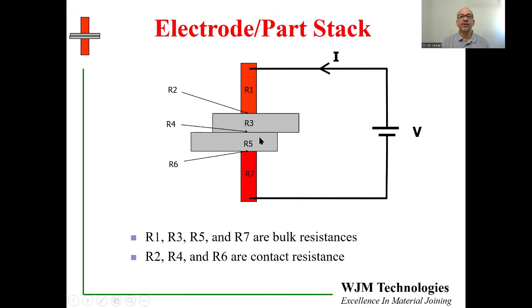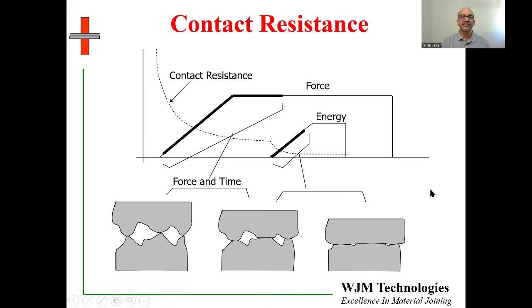Ideally, you want to generate the maximum amount of heat at this interface because that's where you want to make the weld, right where R4 is. But let's see what actually happens in real life as these resistances change over time. So let's see, first of all, how contact resistance changes over time.